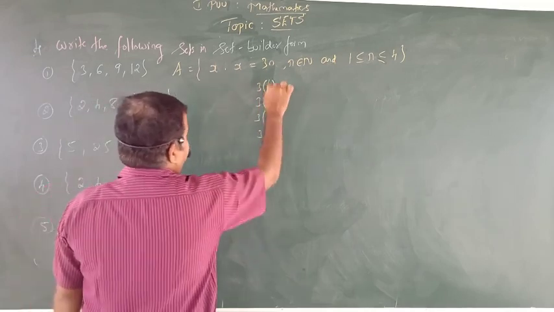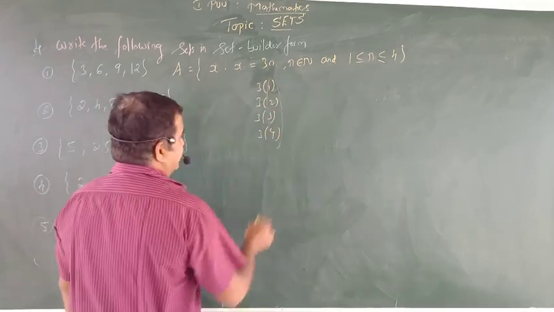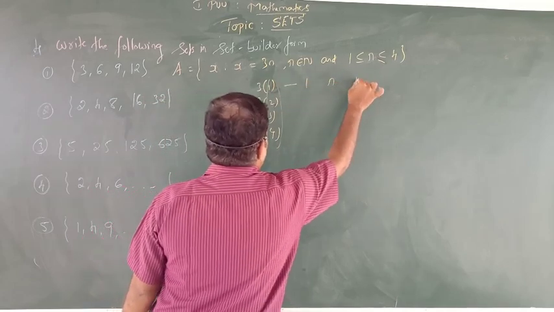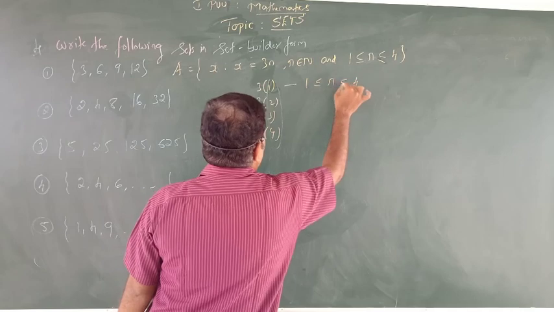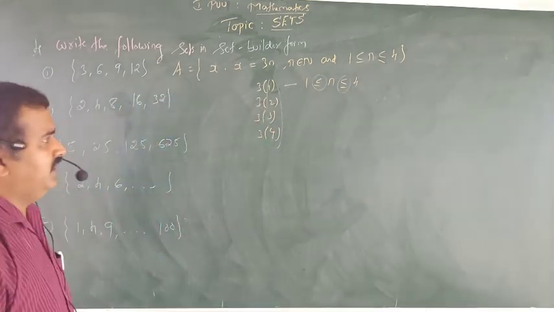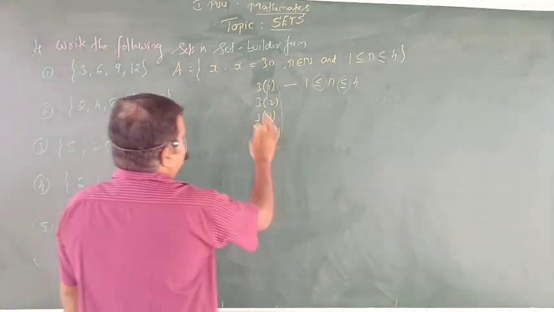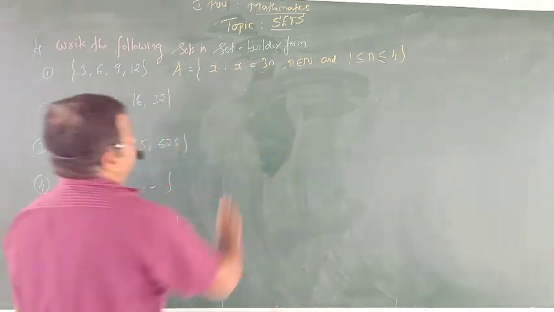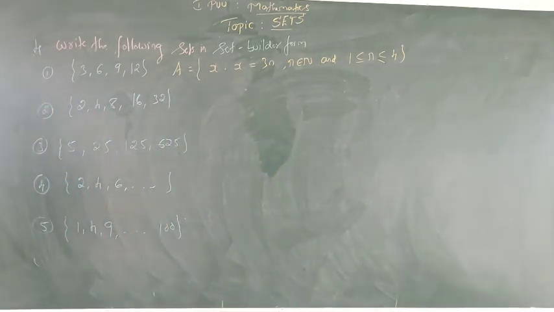So all these things are natural numbers, so it starts with 1 for the natural number and ends with 4. I am taking both the numbers. So that is the symbol here. So you should take both the numbers starting from 1 up to 4. So you can write it as 3 times n. The first one, 3, 6, 9, 12, can be written as 3 times n. So the n should be a natural number, and it starts from 1 and ends at 4.